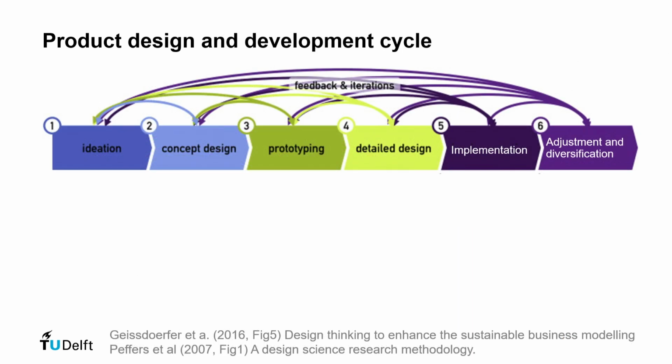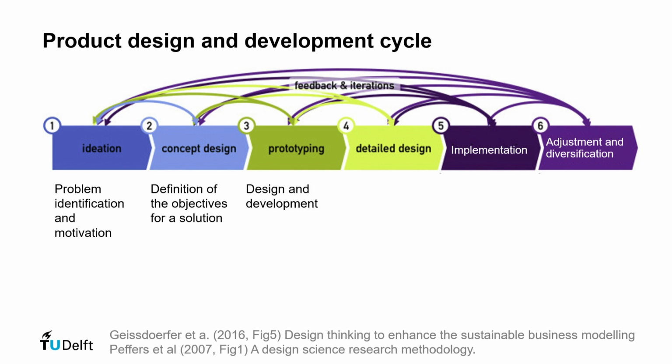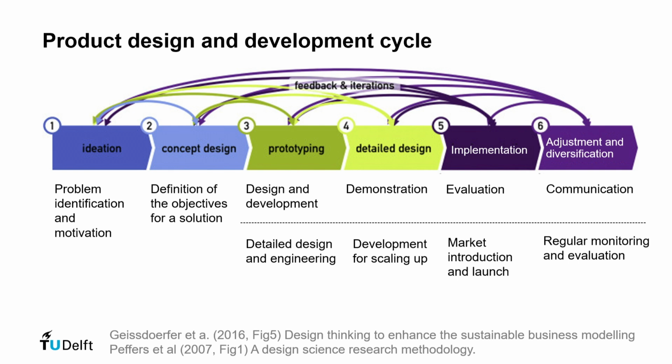To make clear what every step covers, the cycle is often put into a linear process with many feedbacks. Most design steps share the problem identification and motivation step, the definition of the objectives for a solution step. The design and development steps can go from simply demonstrating, evaluating, and communicating a prototype for adjustment and diversification to the detailed design and engineering for scaling up, actual implementation, and regular evaluation.